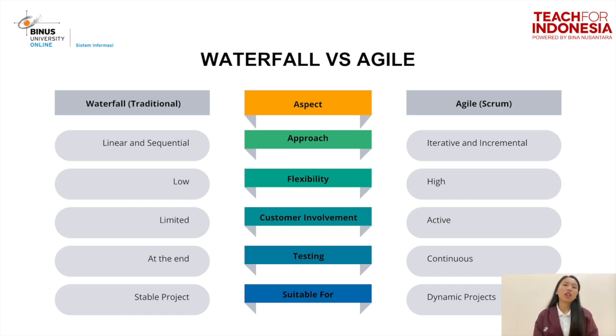Waterfall model. The Waterfall model is a linear and sequential approach, which means each phase must be completed before moving to the next phase. And then the Agile methodology is an iterative and incremental approach. It means that projects are broken into smaller sprints, like 2 or 4 weeks, where each sprint results in a deliverable that can be reviewed and adjusted.